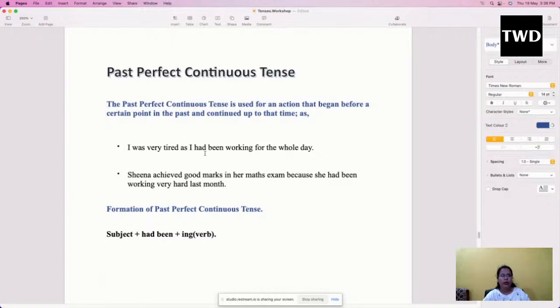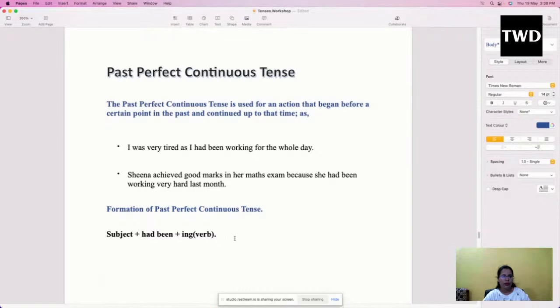You are using been and the ing form of the verb in between to frame sentences under past perfect continuous tense. I was very tired as I had been working for the whole day. Sheena achieved good marks in her maths exam because she had been working very hard last month, right? So what is the structure of the sentence? We will use subject plus had been plus ing form of the verb, right?